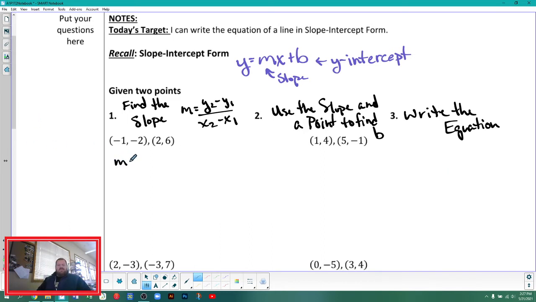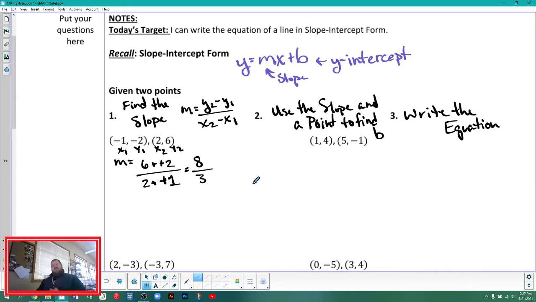These problems are definitely the harder ones of what we've done so far. I go through and blindly label x1, y1, x2, y2, and then plug them into the equation where they go. 6 minus negative 2 over 2 minus negative 1. 6 minus negative 2 is 8. 2 minus negative 1 is 3, because these all turn into plus signs. So I have a slope of 8/3.